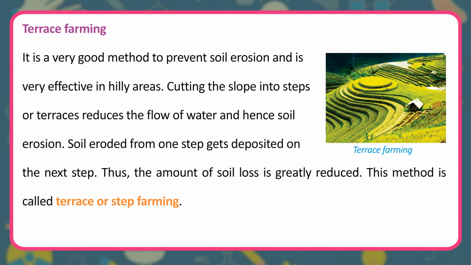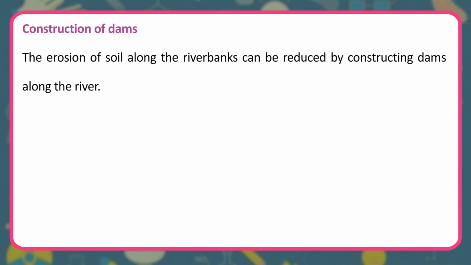Terrace farming. It is a very good method to prevent soil erosion and is very effective in hilly areas. Cutting the slope into steps or terraces reduces the flow of water and hence soil erosion. Soil eroded from one step gets deposited on the next step. Thus, the amount of soil loss is greatly reduced. This method is called terrace or step farming.